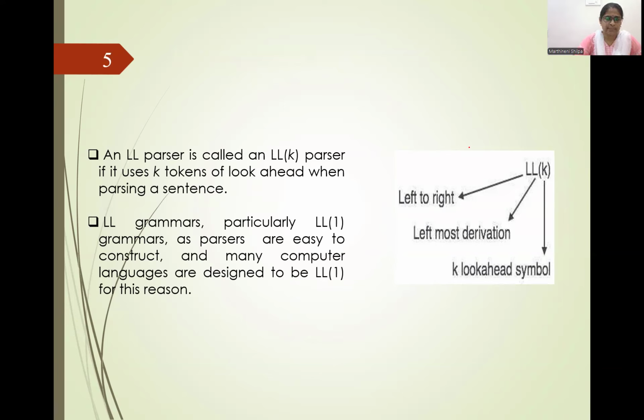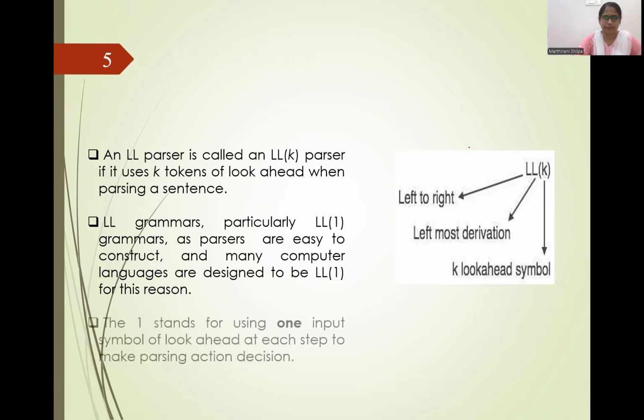What does k mean? k is the number of tokens of look ahead. That means k is a look ahead symbol count: how many look ahead symbols are going to be read when parsing is done. If it is one, then at a time only one symbol is going to be read from the input buffer.